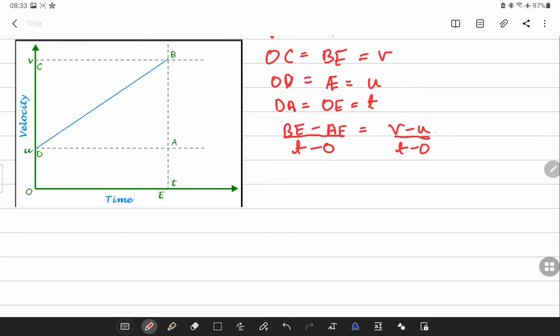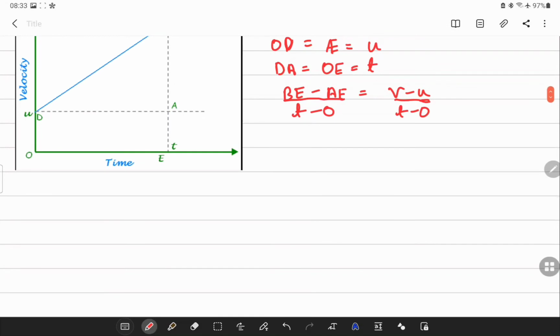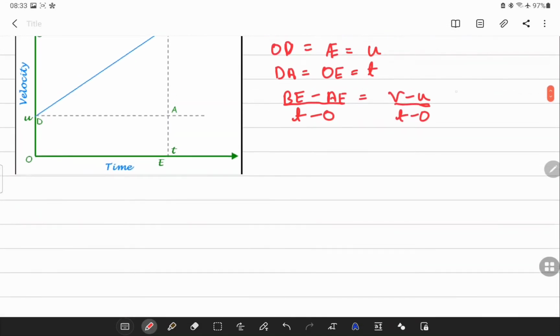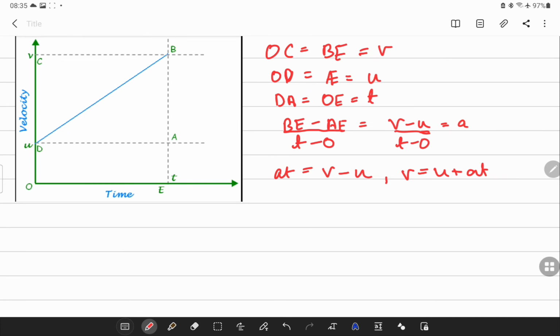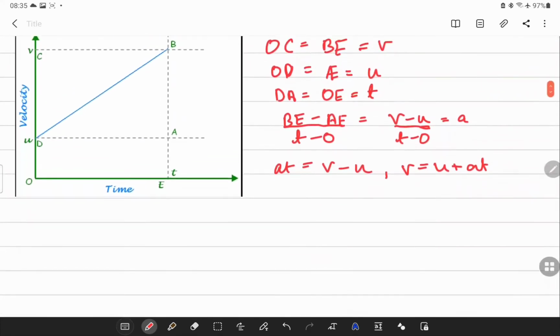If someone is wondering why I'm putting this 0, it's because whenever we calculate time, we actually do this. Only if a particular time interval is given, we change the value from 0 to the given respective value. So yes, this is equal to acceleration as I mentioned previously. So at is equal to v minus u. Hence v is equal to u plus at. First one done. Bingo.